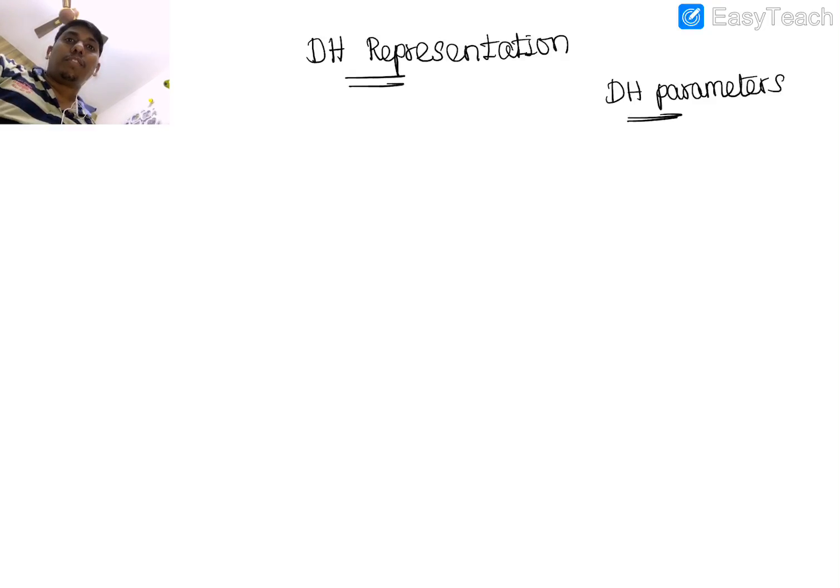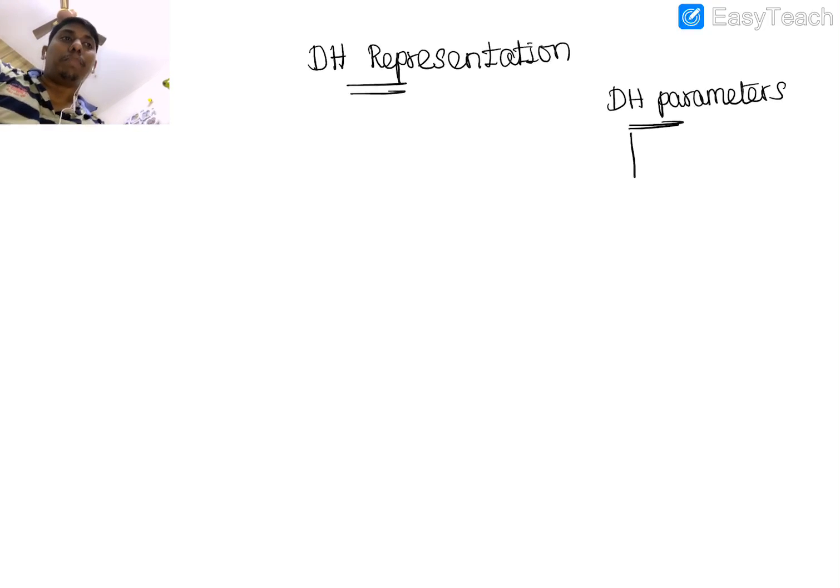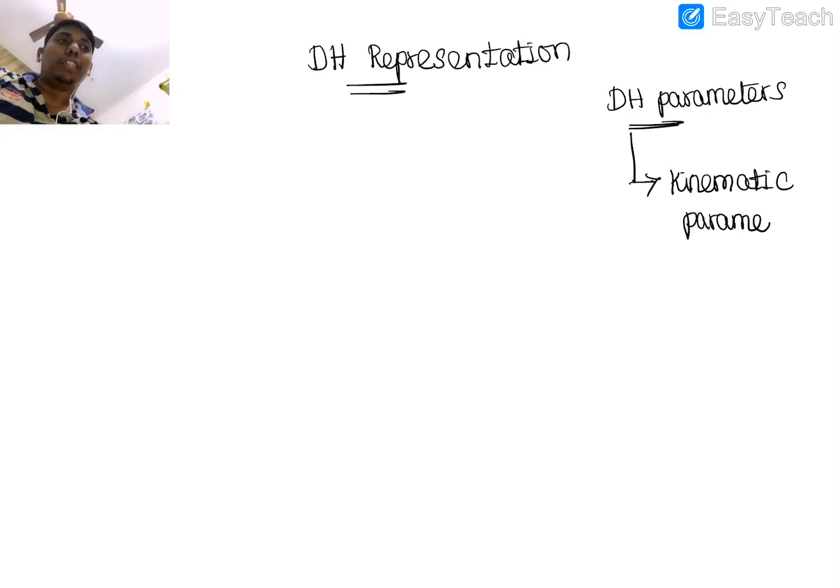Since the last two lectures on DH parameters and DH representation, I thought I could make a short video where I can show how we can actually get the DH matrix or ARM matrix with the help of DH representation. And on the go, I will explain the DH parameters. What are the DH parameters, and how can we realize them? We simply call them kinematic parameters in our manipulator course.